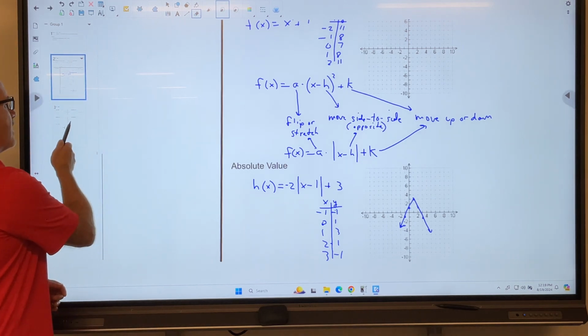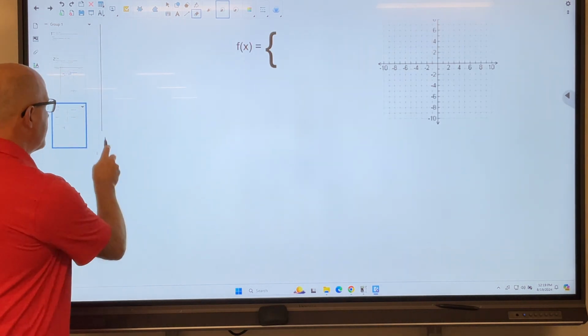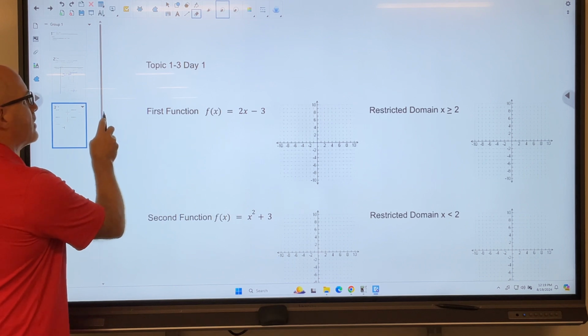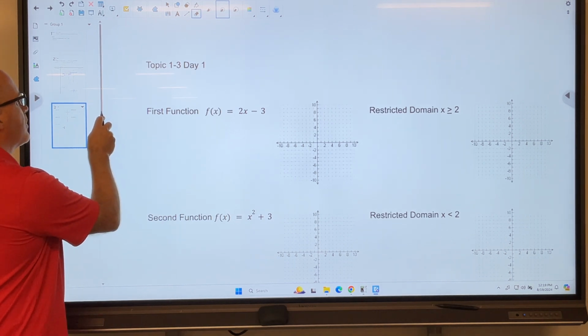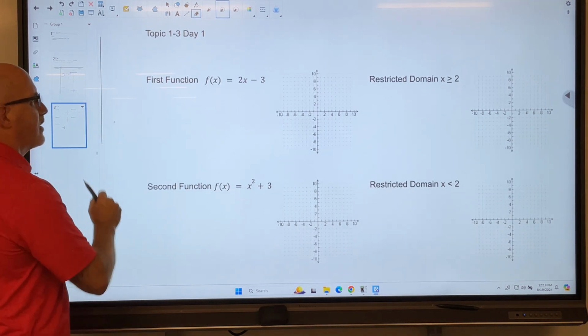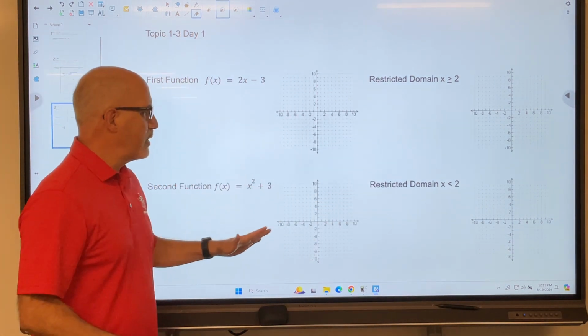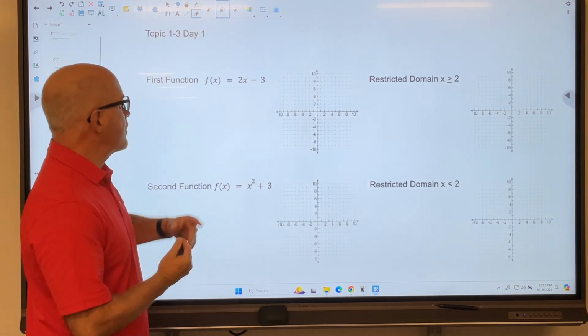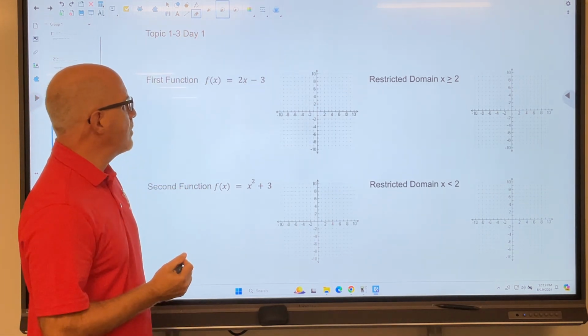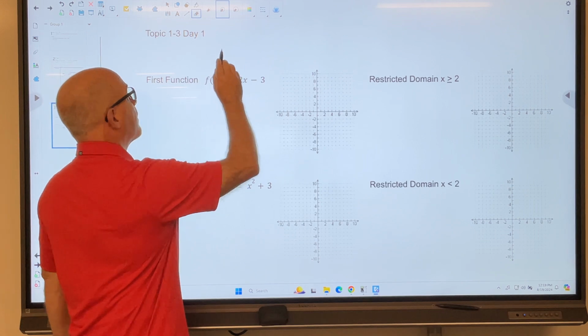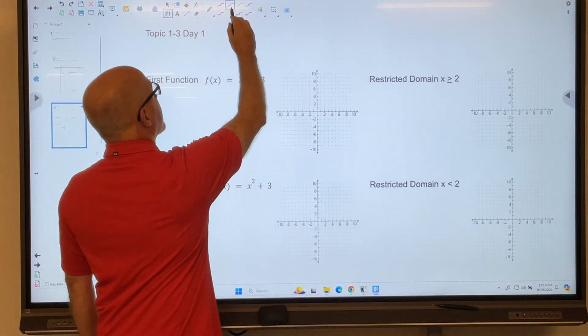Let's go ahead to the second page of your notes. On this page, we're going to do a restriction on these two. I'm going to graph this one, and then I'm going to restrict it. Graph this one, and then restrict it. So first of all, to graph 2x minus 3, I'm going to do this one in red.